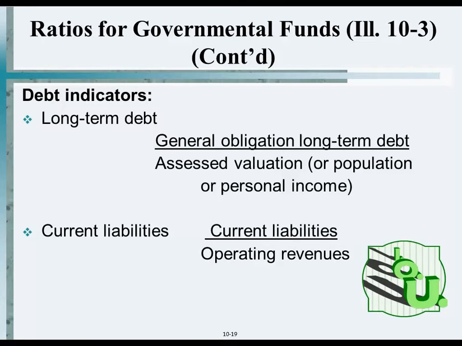Okay, next one: general obligation long-term debt divided by assessed valuation, or population, or personal income. What do you think this means first? Think about what it means. Your debt divided by your assessed valuation. Do you remember seeing this somewhere else?